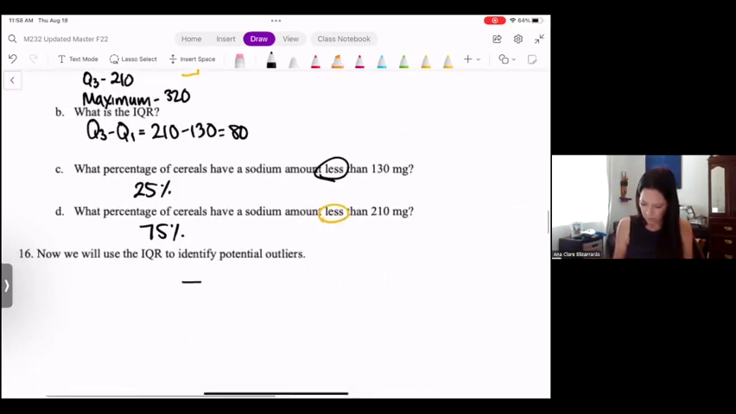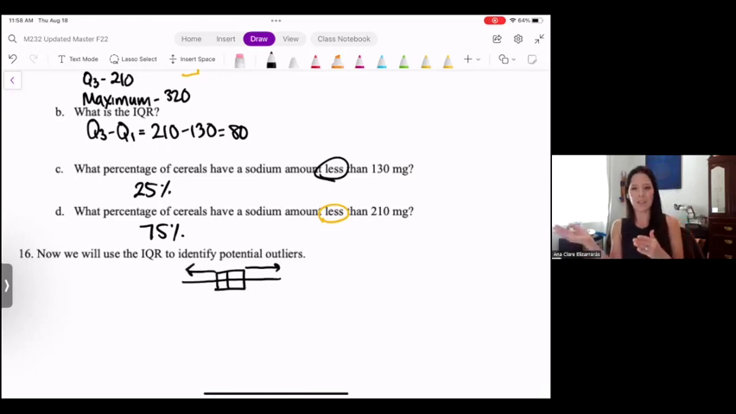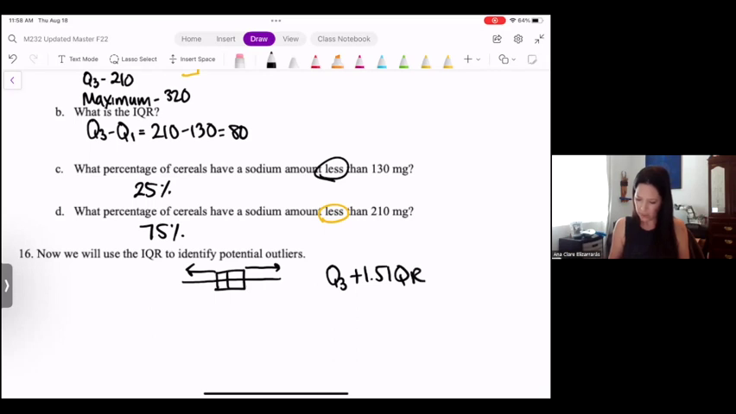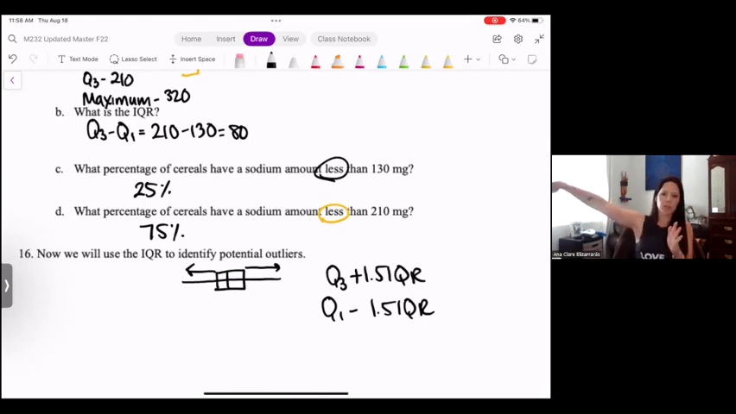The fences are created by taking 1.5 times the interquartile range and adding it to Q3 and subtracting it from Q1. So you do Q3 plus 1.5 times the interquartile range, and you do Q1 minus 1.5 times the interquartile range. You wouldn't want to add to Q1 because then you're just going towards the median and the upper quartiles. So you need to take it away from the lower and add it to the upper.